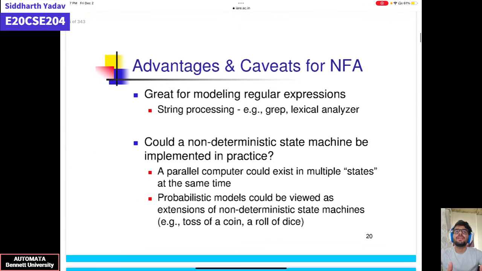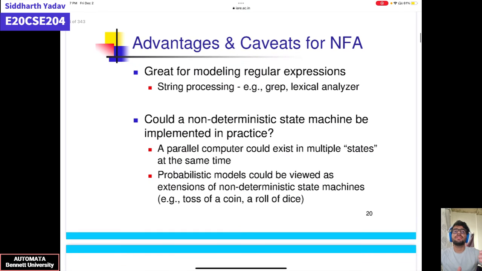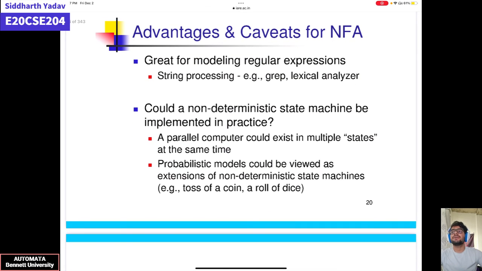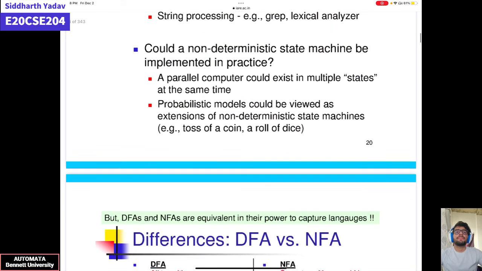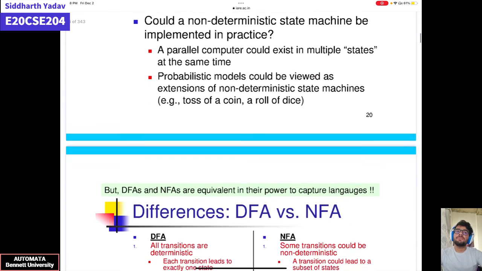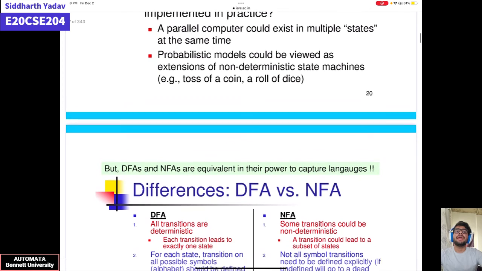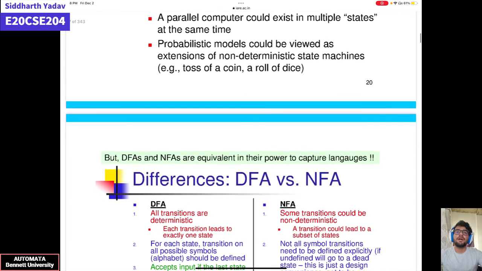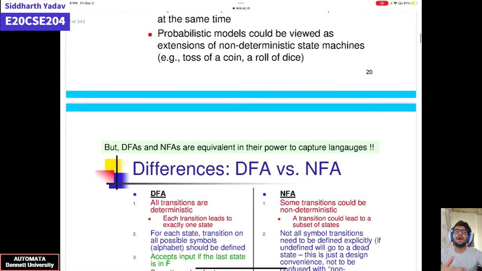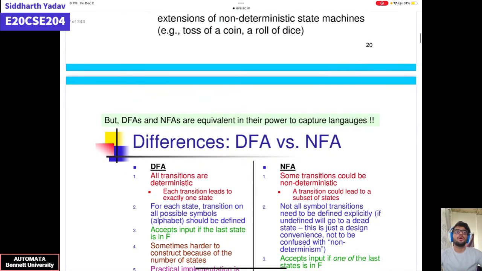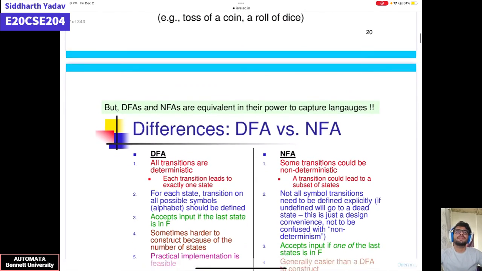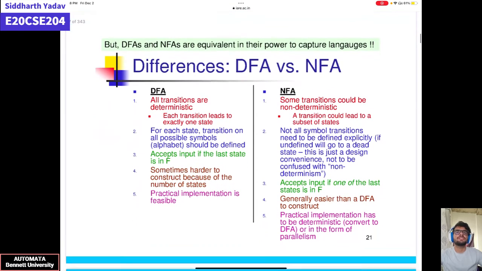Advantages and caveats of NFA. Great for modeling regular expressions, string processing, graphs, lexers, and analyzers. Could a non-deterministic state machine be implemented in practice? A parallel computer could exist in multiple states at the same time. Probabilistic models could be viewed as essentially non-deterministic state machines, for example the toss of a coin or the roll of a die.